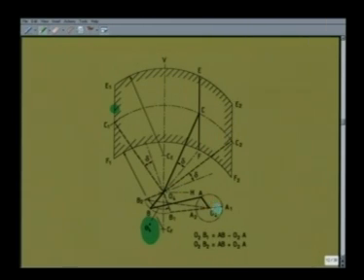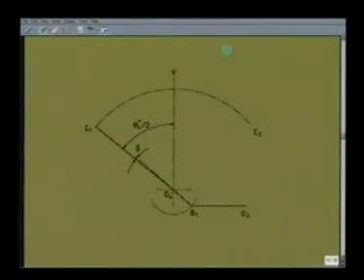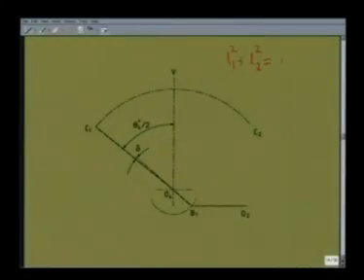That means O2A1 and O2A2, these two extreme positions corresponding to these extreme positions of the follower, the crank angle should be 180 degree. So we have no quick return, for which we need L1 squared plus L2 squared to be the same as L3 squared plus L4 squared.